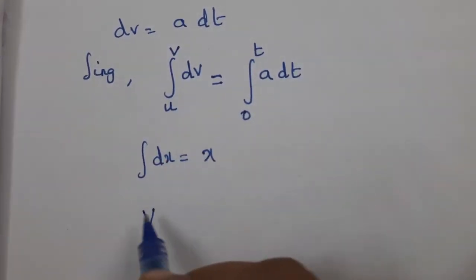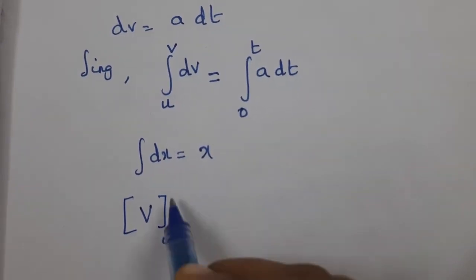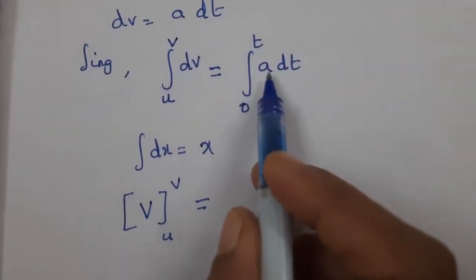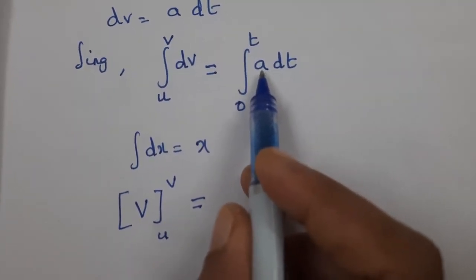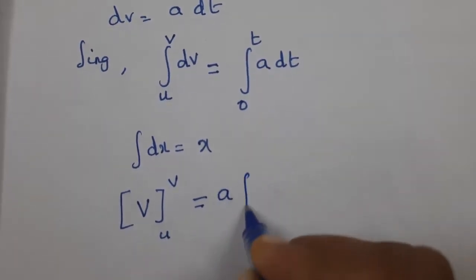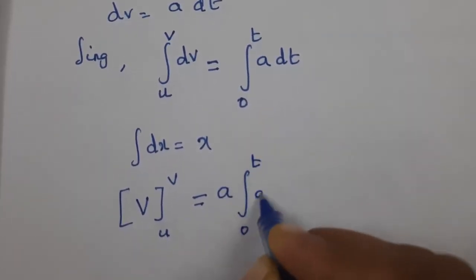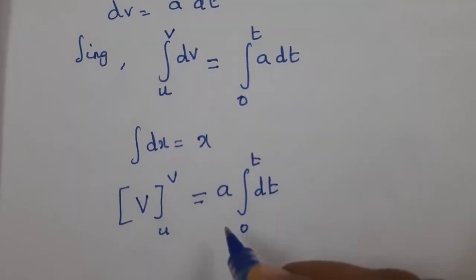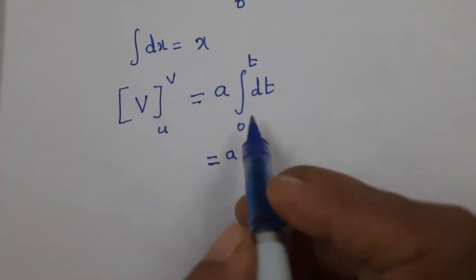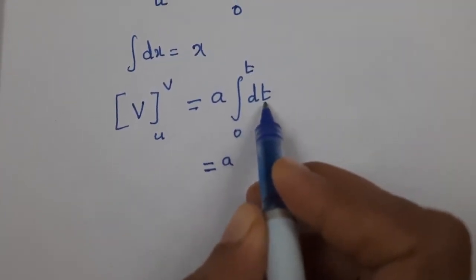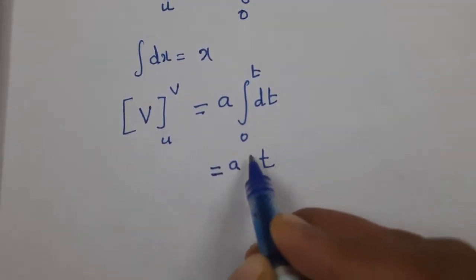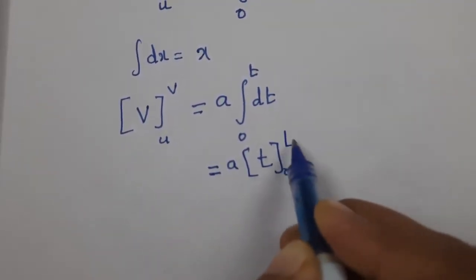Integration of dv is equal to v, and we have to write the limit u to v, equal to, here for constant acceleration, we can take the acceleration outside the integral. So, a into integral 0 to t dt. Integration of dt is again t. So, 0 to t.